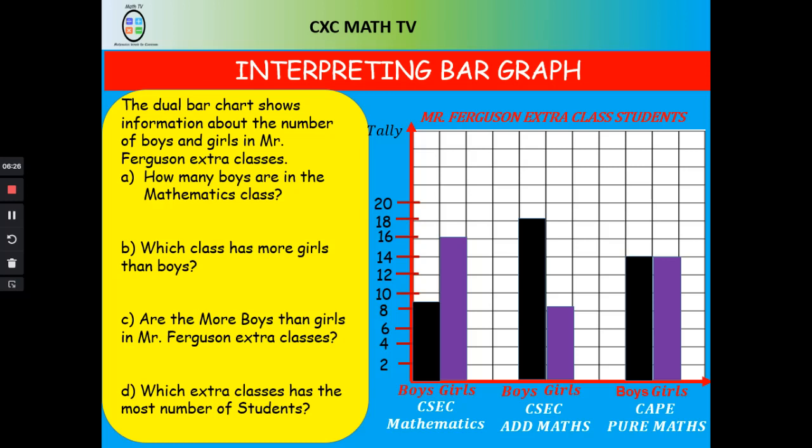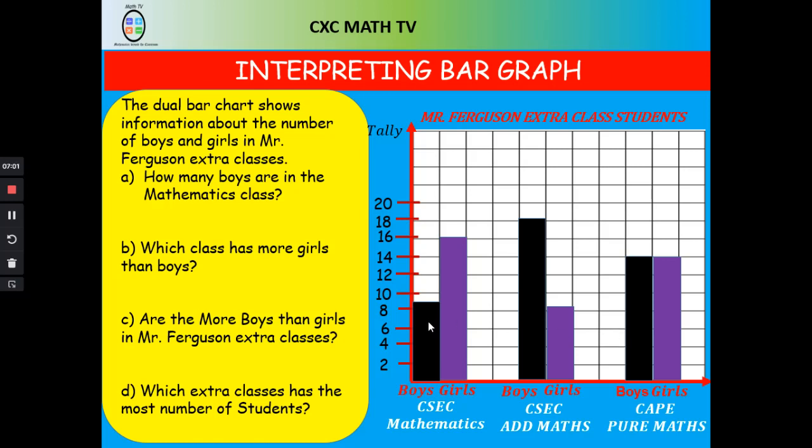Okay, let's go ahead and do it now. It says, how many boys are in the mathematics class? To find out how many boys are in the mathematics class, notice that Mr. Ferguson has math class, add math class, and pure math class. So, to find out how many boys are in the math class, we just have to add each.